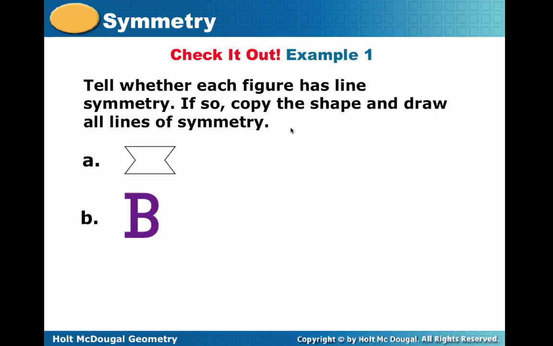What about these two? The top one can have a vertical and a horizontal line. The bottom one can just have a horizontal line through the middle of the letter.